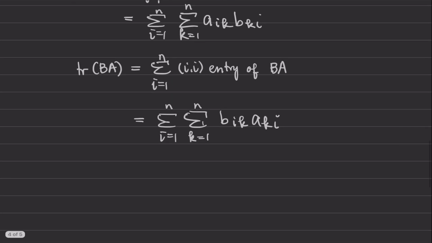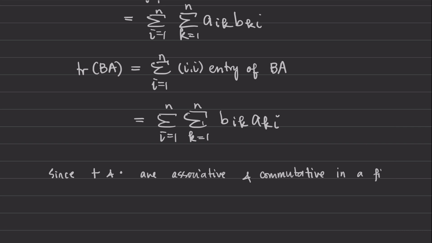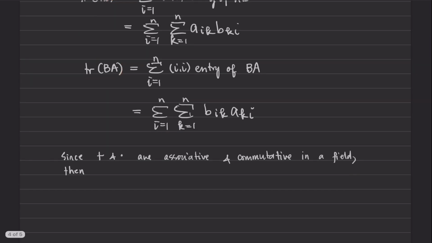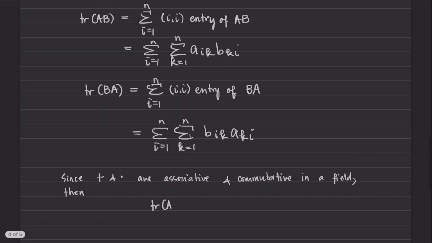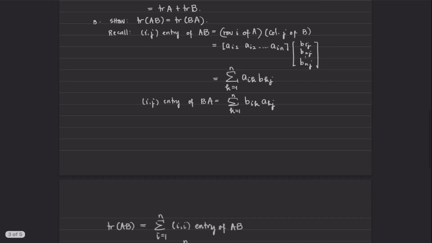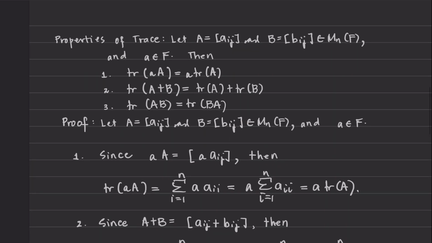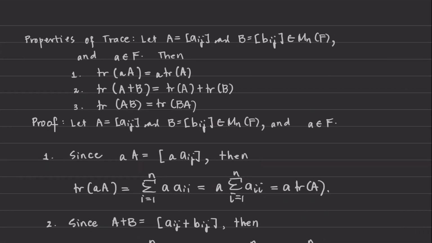So let's write: since addition and multiplication are associative and commutative in a field, then these two are equal, meaning by transitivity the trace of AB is equal to the trace of BA. There. So we have proven the three properties of the trace. There may be other properties, but these are the most fundamental. We're going to use that to answer the following question.